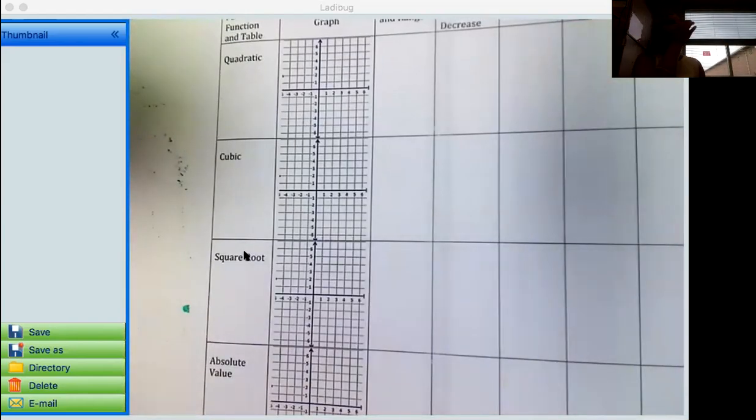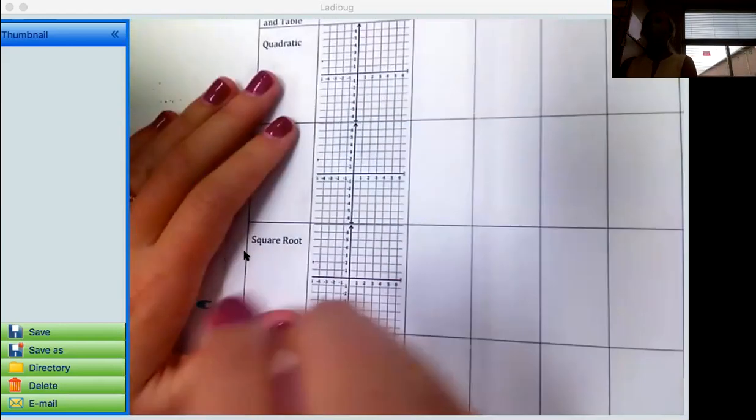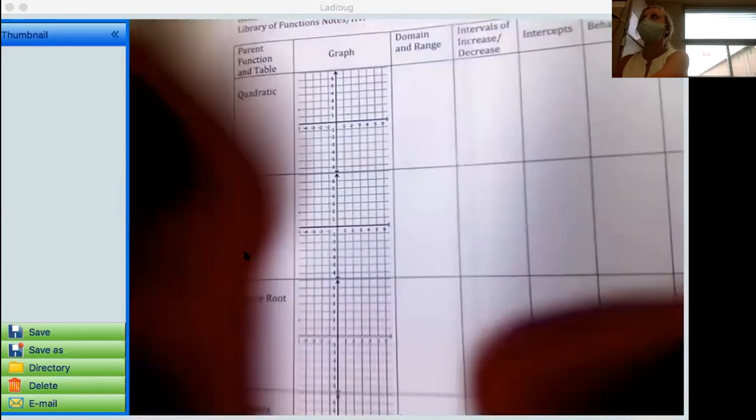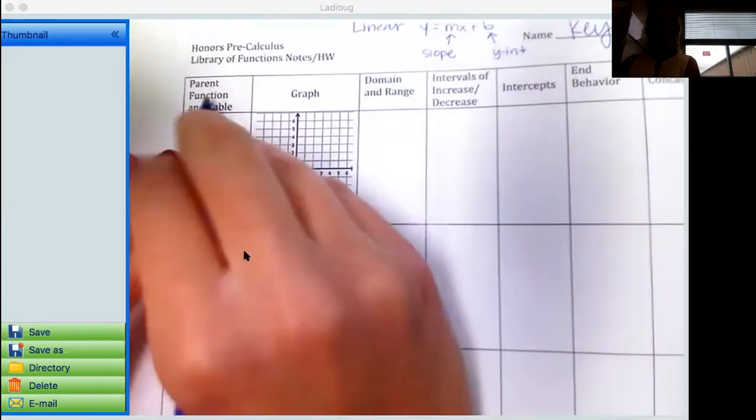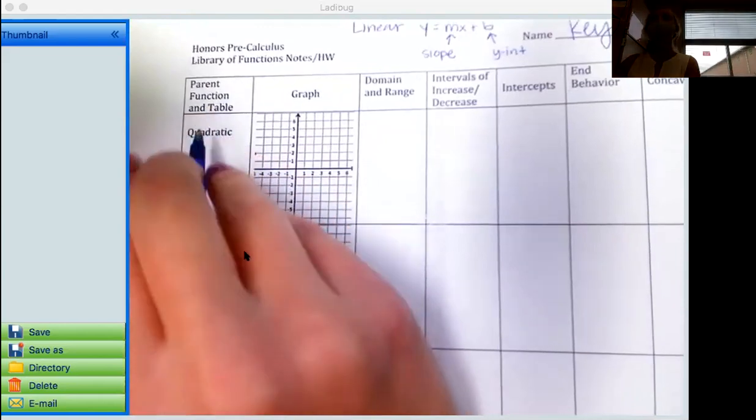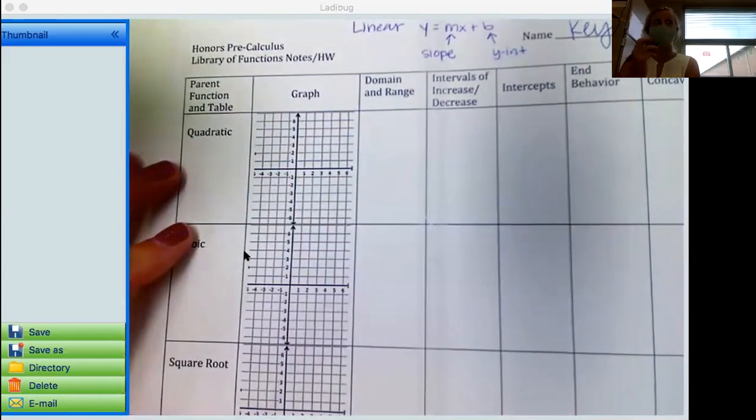All right. You should know how to graph a line. You don't need a parent table for that because you know how to graph it very quickly. A quadratic. This is the first very important parent function. What does the equation of a quadratic look like?